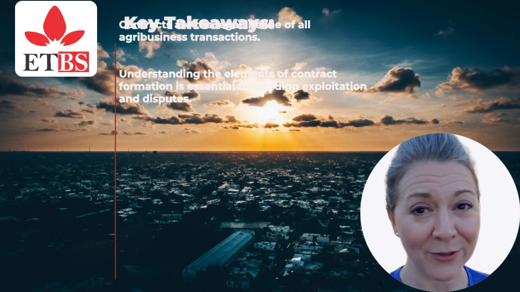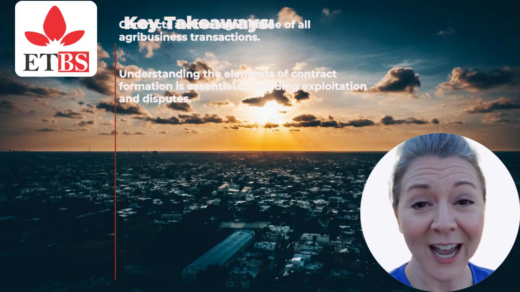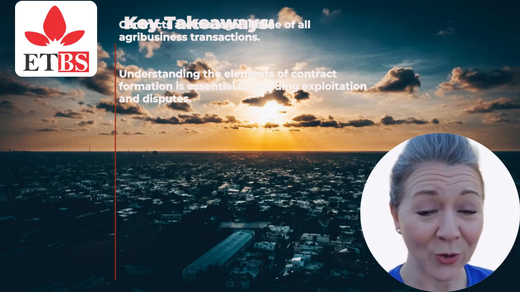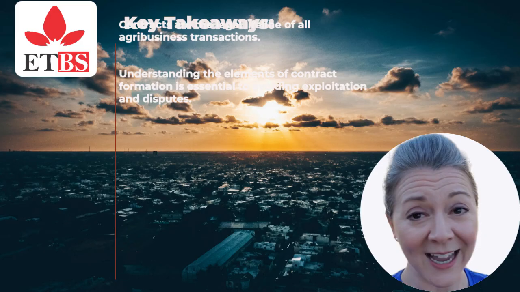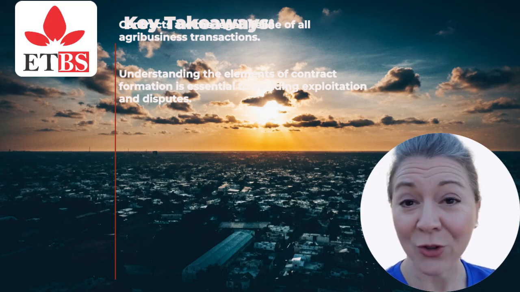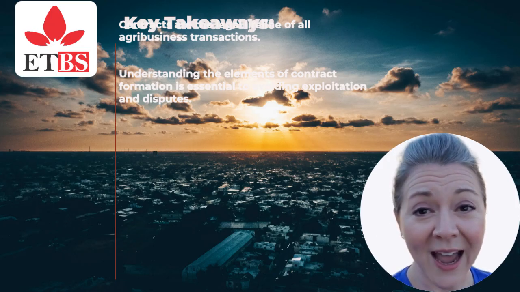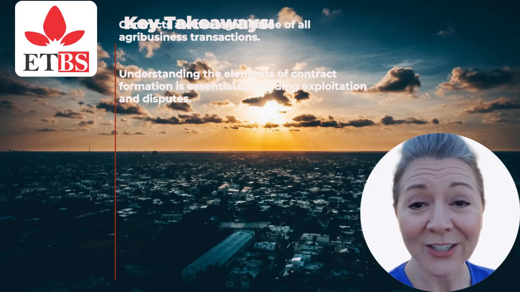Key takeaways: contracts are the legal lifeline of all agribusiness transactions. Understanding the elements of contract formation is essential to avoiding exploitation and disputes. Formalizing agreements enhances access to finance and legal protection. Dispute resolution mechanisms must be accessible and appropriate to the context. Ethical contracting ensures long term relationships and social license to operate.